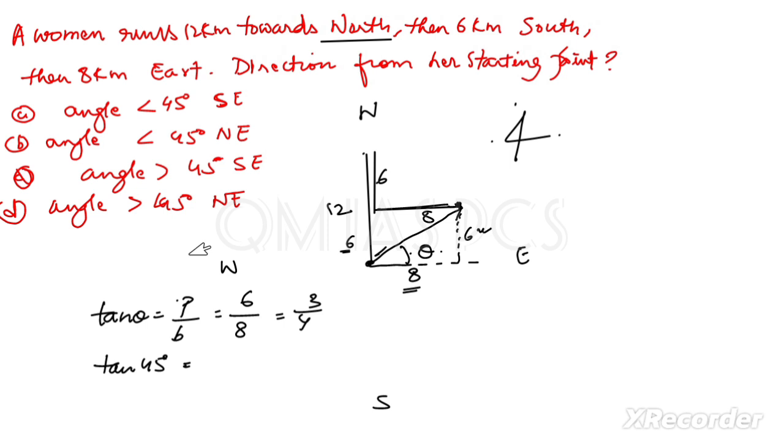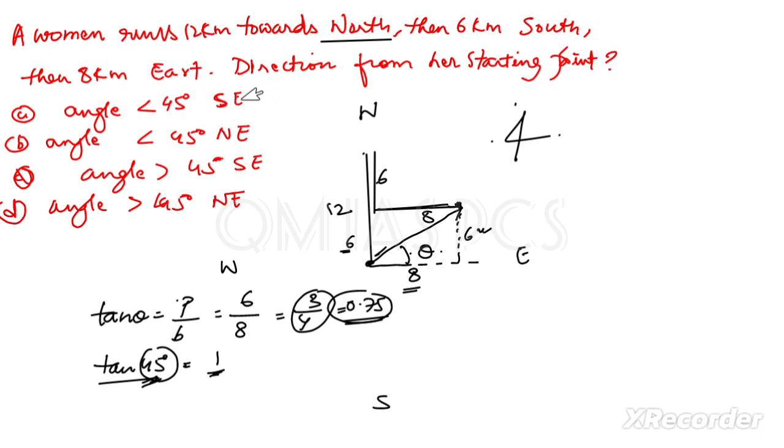A little bit of trigonometry is important, I think. So tan 45 degree is 1, and this is less than 1. This is 0.75. Less than 1 means the curve of tan theta is increasing. If this is theta 45 degree, this is 1. If the value is smaller, the angle should be less than 45 degree.